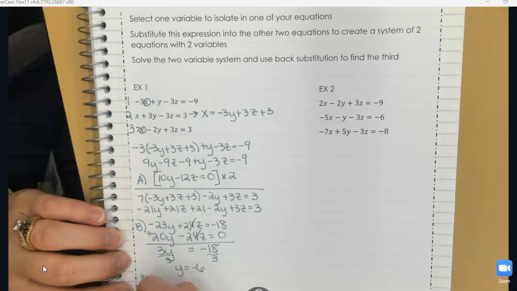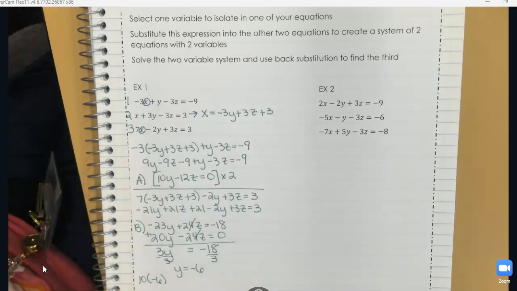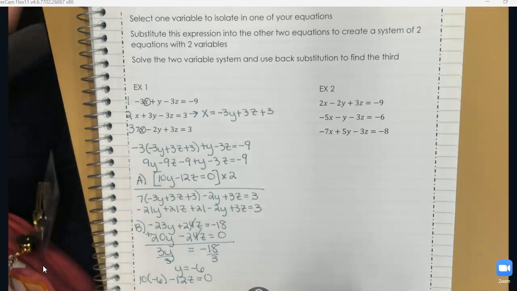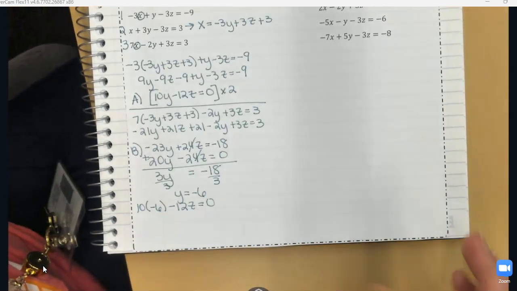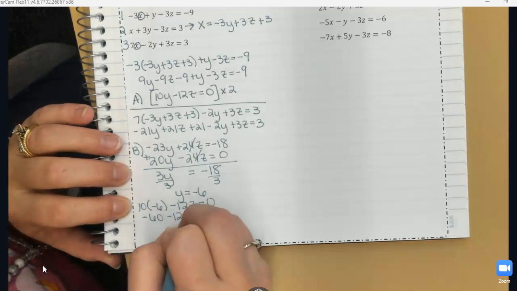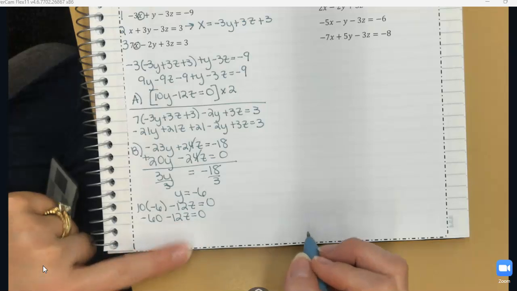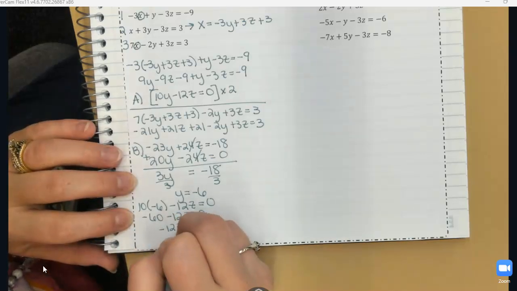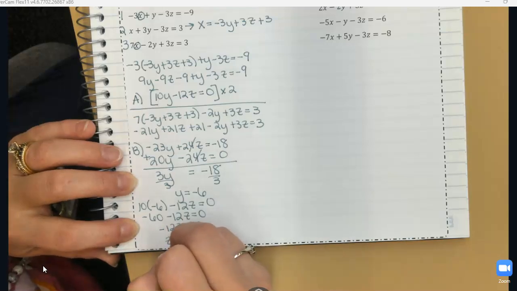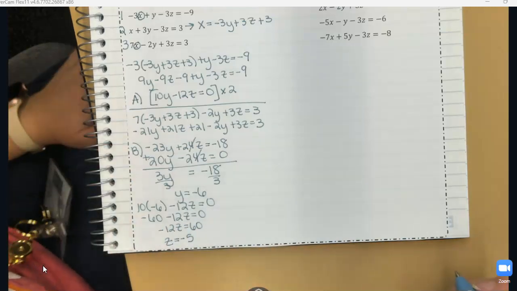So that's going to look like 10 times negative 6, because that's what we know y is now, minus 12z equals 0. I'm going to shift my camera down so you can see. 10 times negative 6 is negative 60. If I add that to the other side, negative 12z is equal to 60, which when I divide both sides by negative 12, I get that z is negative 5.